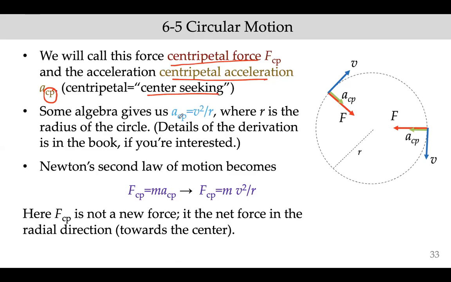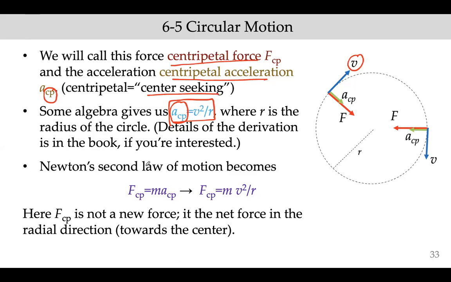Some algebra gives us that centripetal acceleration, sorry, the definition of it is this velocity squared, or speed squared, divided by the radius of that circle. The details of the derivation of this definition of the centripetal acceleration, you can find in the book if you're interested, but in this class we will not derive it.